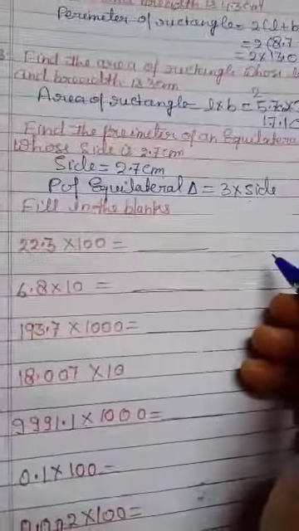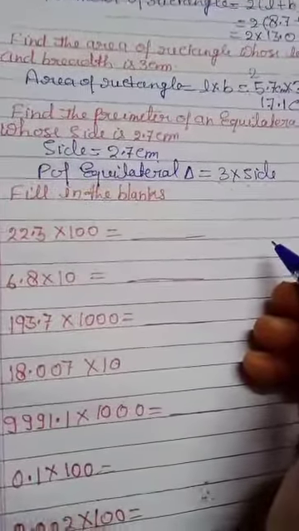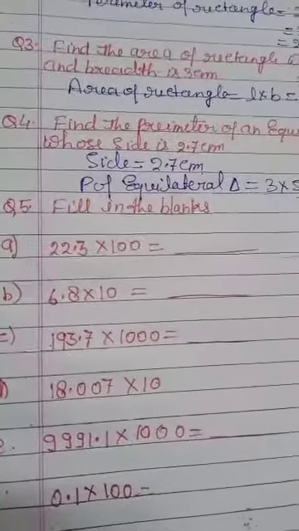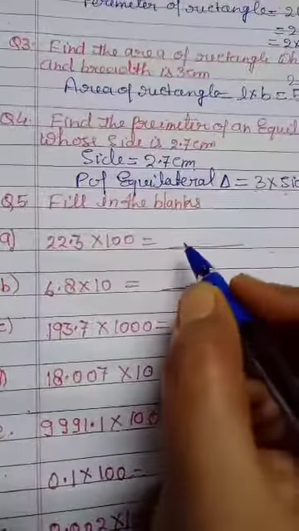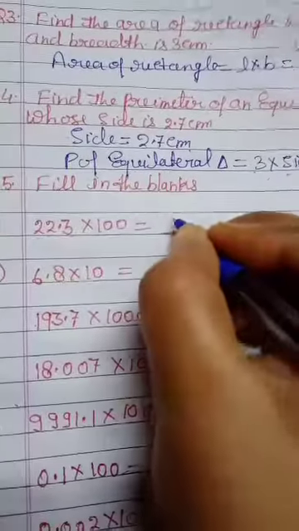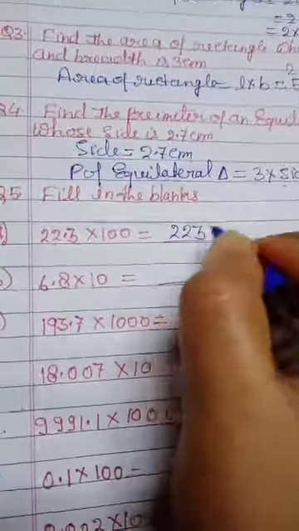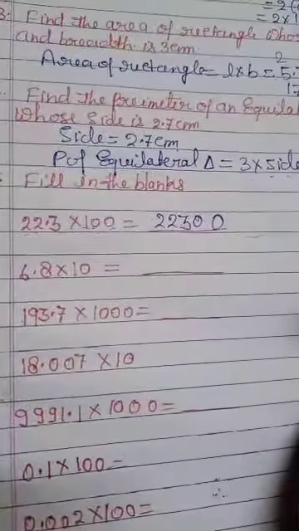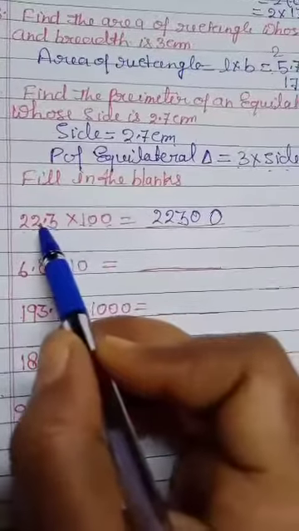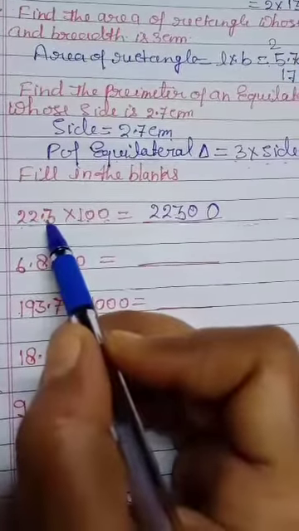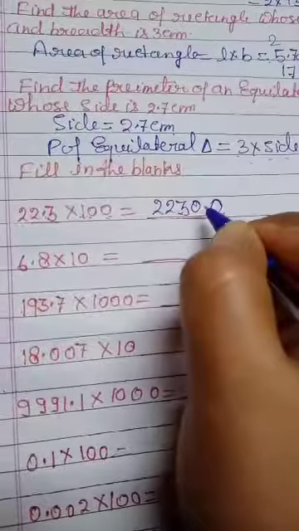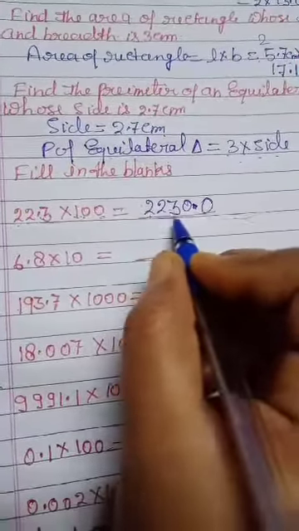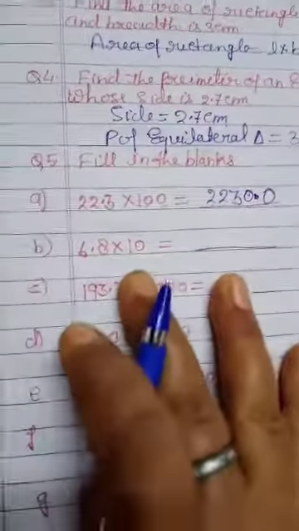Okay, now come to the fill in the blanks. 22.3 into 100. Whenever you are multiplying any number by 10 or 100, how will you do it? You just write the number 223. How many zeros are there in 100? 2 zeros. Put the 0 here. It will be your multiplication. Now after how many digits do you have to put the decimal? After one digit from the left side. So you put the decimal here. So it will be your answer, 2230.